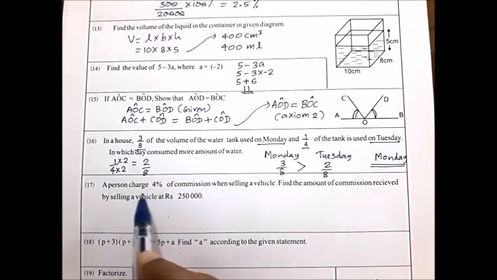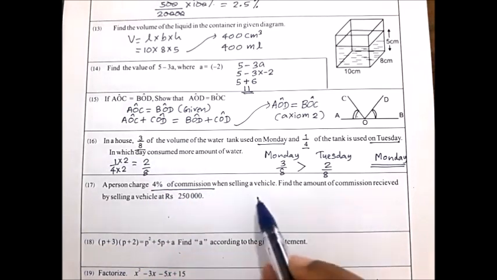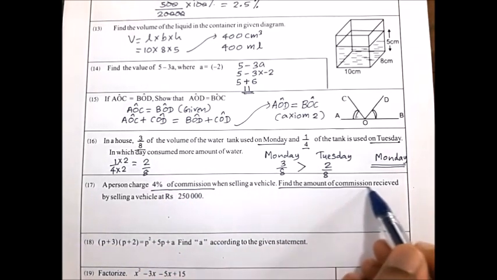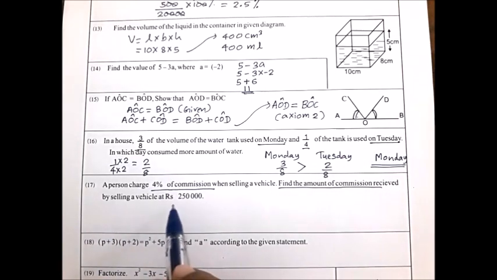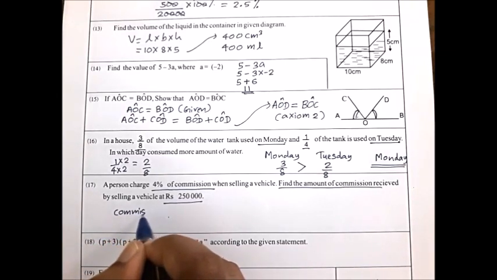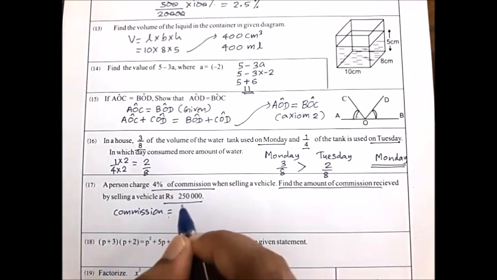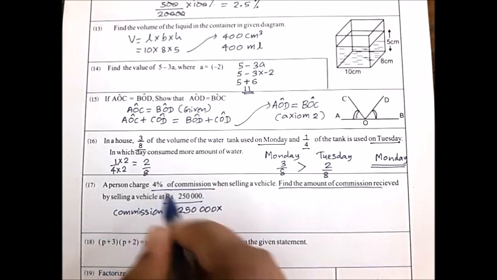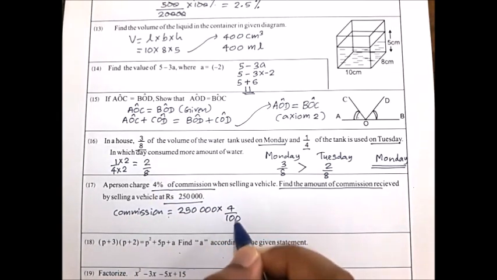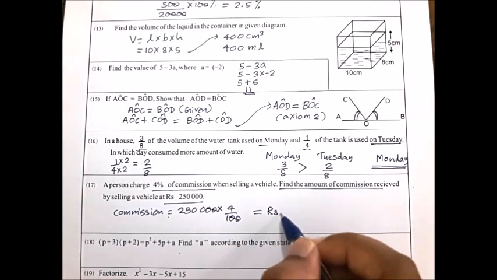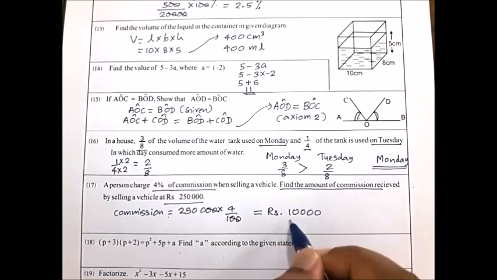Seventeenth one. A person charged 4% commission when selling a vehicle. Find the amount of commission received by selling a vehicle at 250,000 rupees. You have to find the amount of commission. This is the selling price of the vehicle. Multiply it by 4%, 4/100. Cancel 2 zeros. 2,500 multiplied by 4. Answer is 10,000 rupees.